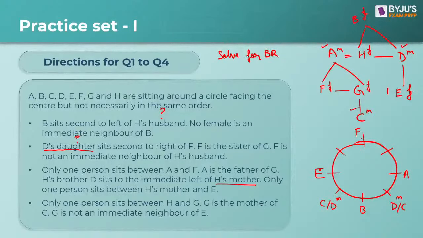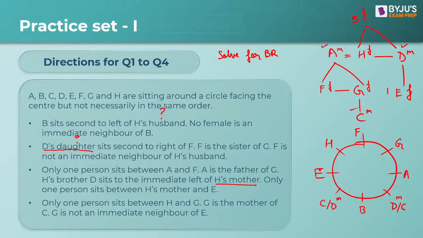Right. Now we are left with two people. Only one person sits between H and G. Fine. Right. G is not an immediate neighbor of E. So G is not here. So it will be H. It will be G. Now we have to find between these two. Right. We have to find between C and D. Who is C? Who is D? Okay. So let's figure out how can we find C and D in this.